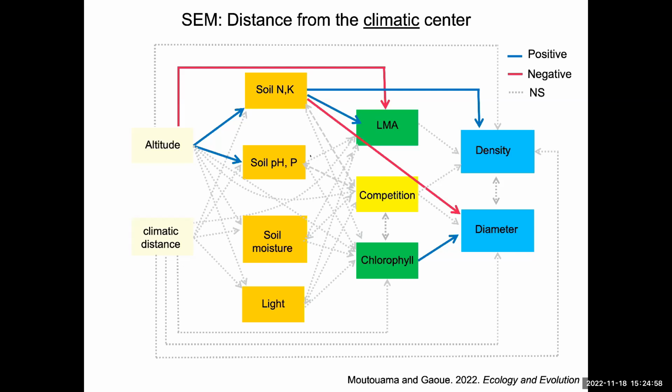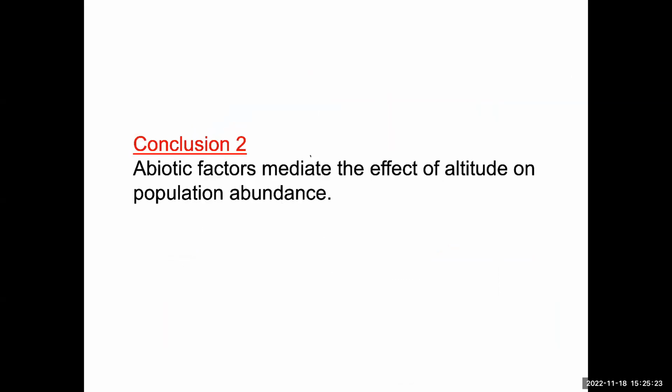Species competition, the competition between plants in each of our plots, did not affect species density either. Species density was mainly driven by soil nitrogen and soil potassium, and soil potassium was also driven by altitude. So we conclude that abiotic factors mediate the effect of altitude on population abundance. For this part, we used species competition as the only biotic factor.